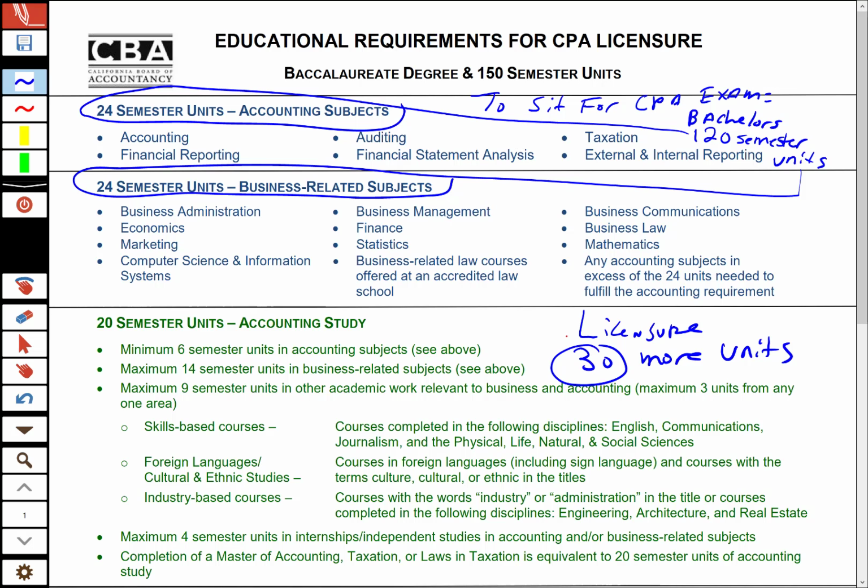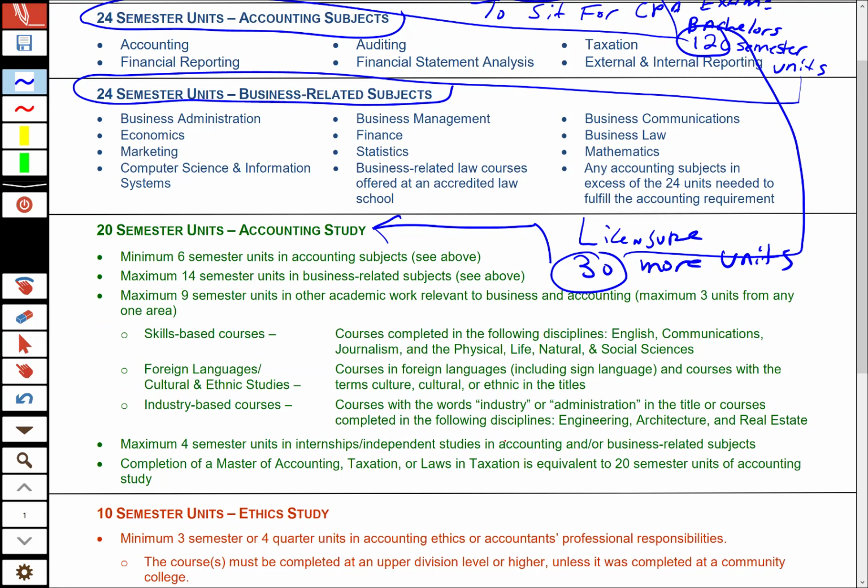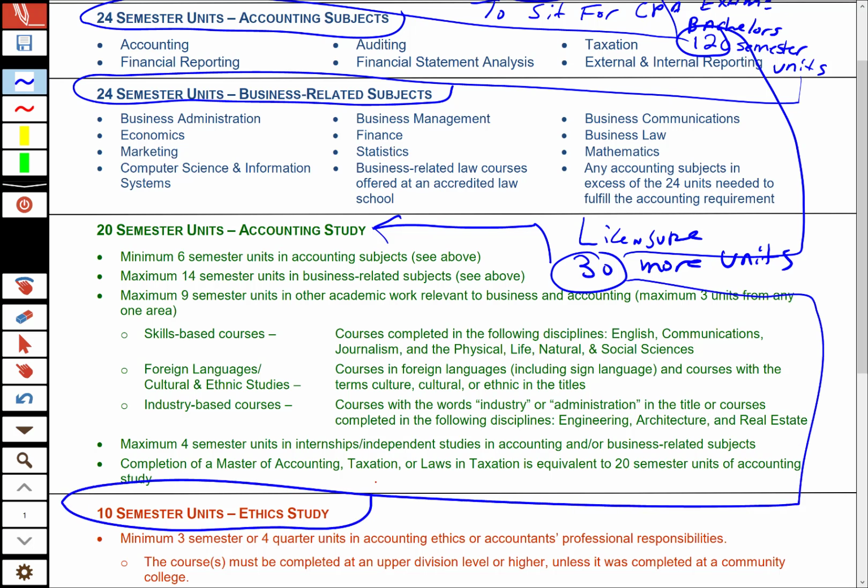150 unit requirement, which is what? The 30 plus the 120 brings us to a bachelor's degree and 150 semester units. Okay. But these 30 more are when you go for licensure, right? Okay. Now, when they tell us 30 more, 20 are to be accounting and 10 are to be ethics. So that's how they comprise the 30 additional units that bring you up to the 150.